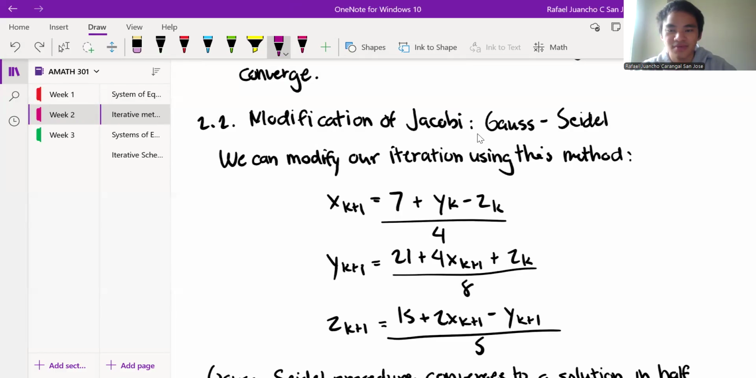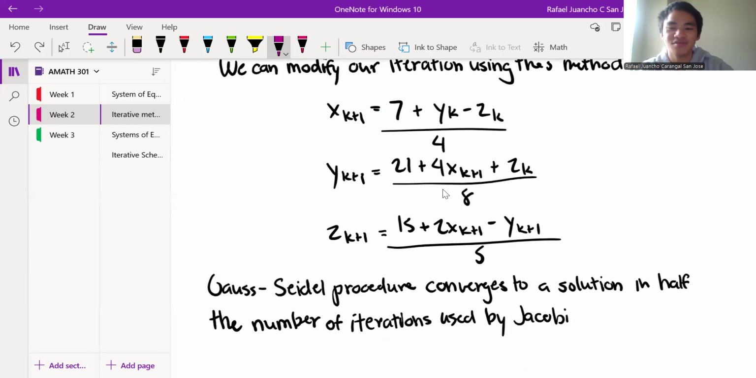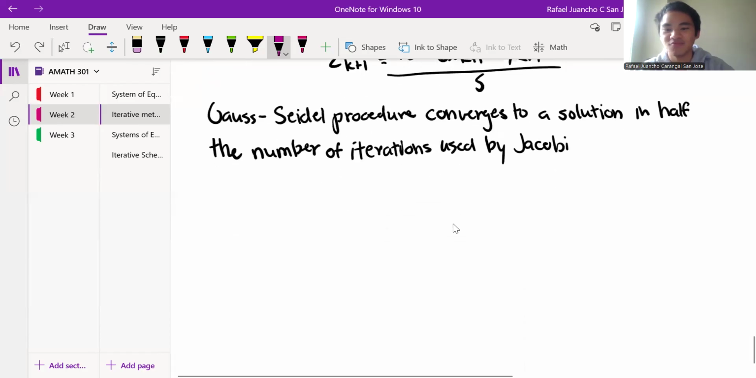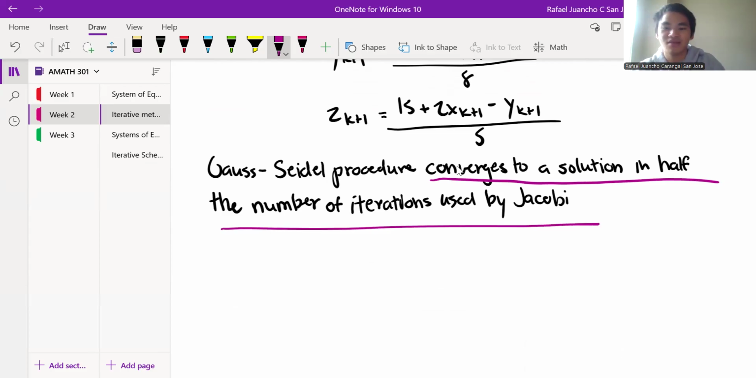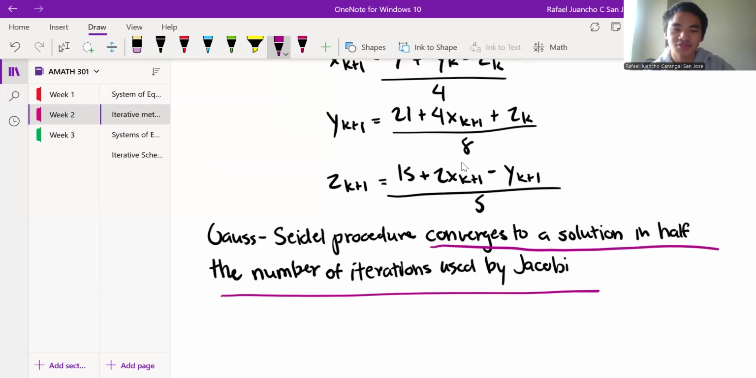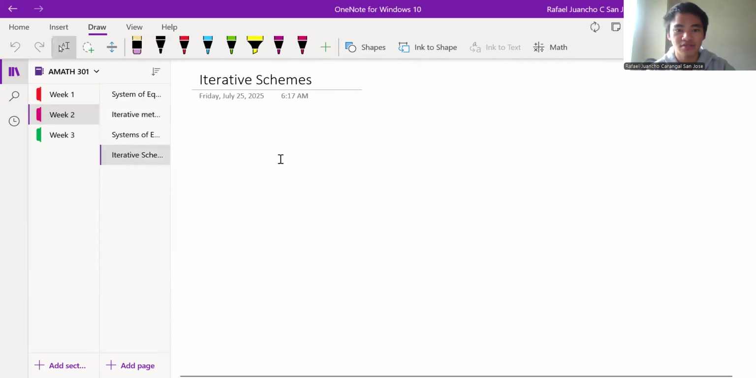So we also have another method, which is the Gauss-Seidel, if I'm pronouncing it correctly. And this is basically a modification of the Jacobi iteration scheme. Because here, instead of just considering k, we actually also use k plus 1. And what's the purpose of this? Well, it converges to a solution faster. So here it converges to a solution in half the number of iterations used by Jacobi. So in other words, it's just faster, right? But then again, it follows the same idea of strictly diagonal dominance. Okay, let's talk about iterative schemes.